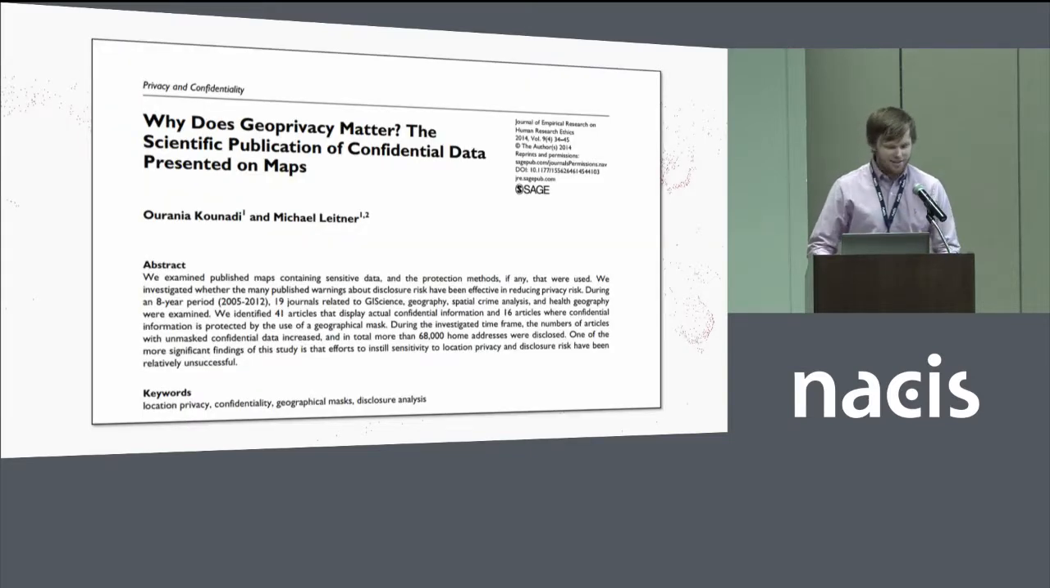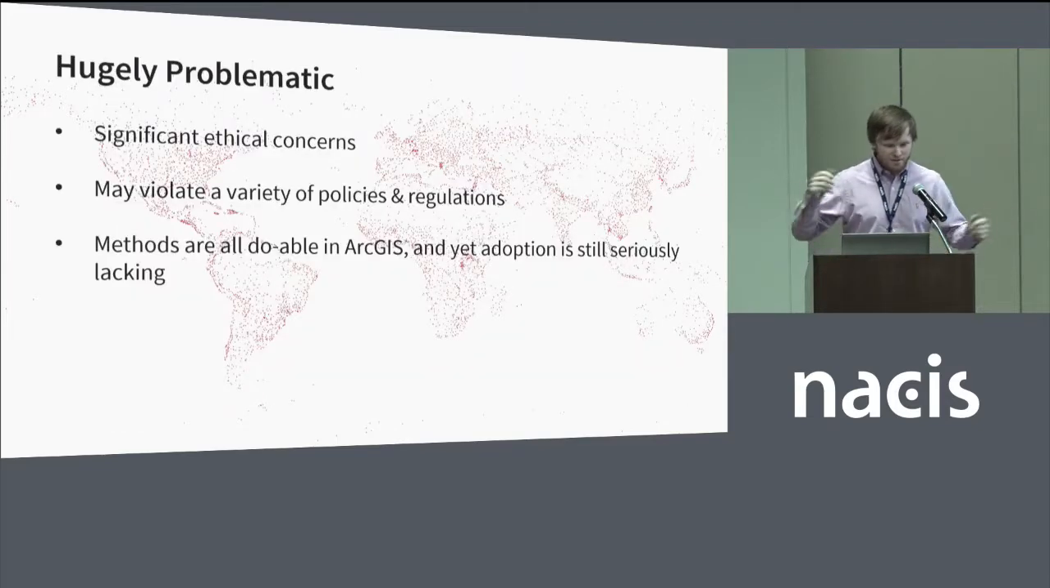Now the issue is that we don't use these. This is one of my favorite papers. These authors looked at 57 journal articles that published some sort of sensitive data in maps, whether it's crime or health, et cetera. And they found that 41 of them published the actual home locations without using any geographic masking or anonymization whatsoever. And that, in total, revealed the address points of 68,000 individuals. So this is a little problematic.